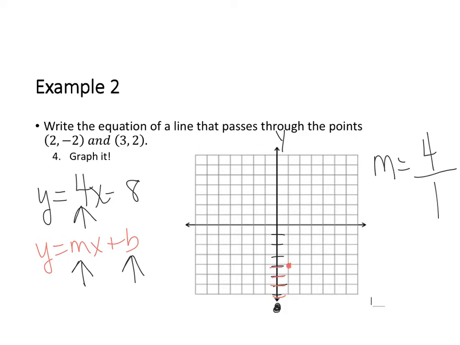And then from that point, I can use my slope over and over again. I go up 4 and over 1. And up 4 and over 1. And if I connect my dots, here is my line.